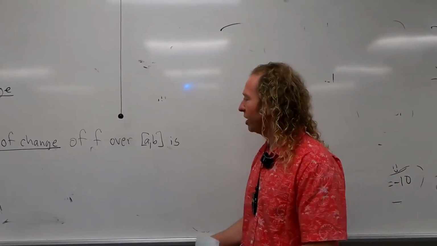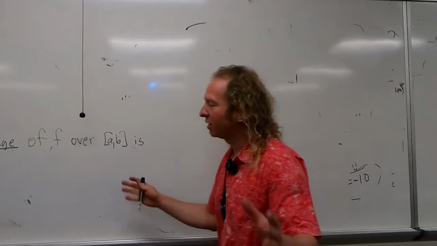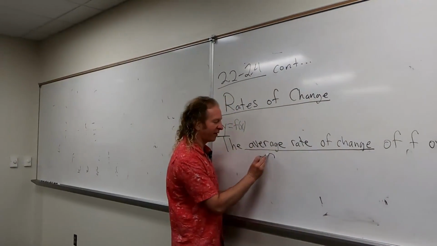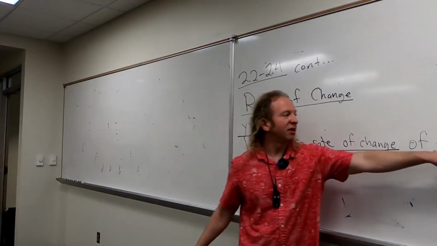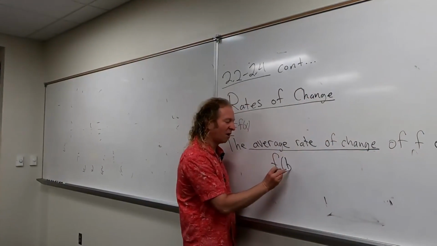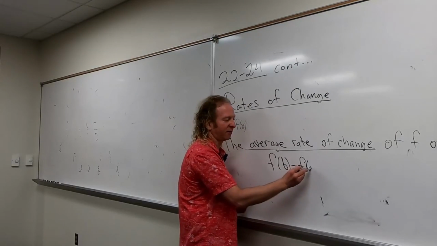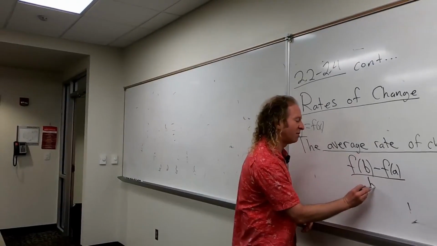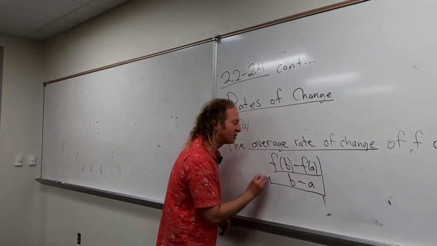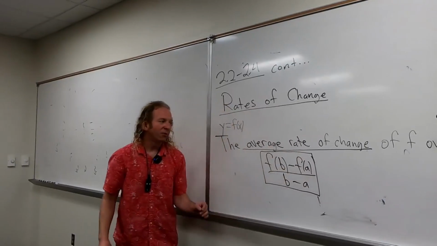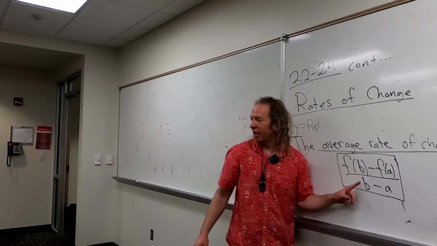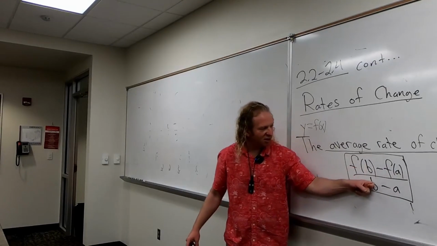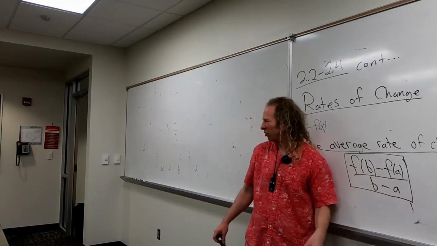So the average rate of change of f over ab, basically you subtract the y values, you divide, and you subtract the x values. So it'll be f of b minus f of a, and then you divide by b minus a. That's the formula. This is called the average rate of change. You can switch the letters, as long as this matches this and this matches this, you're good. We'll do an example later.